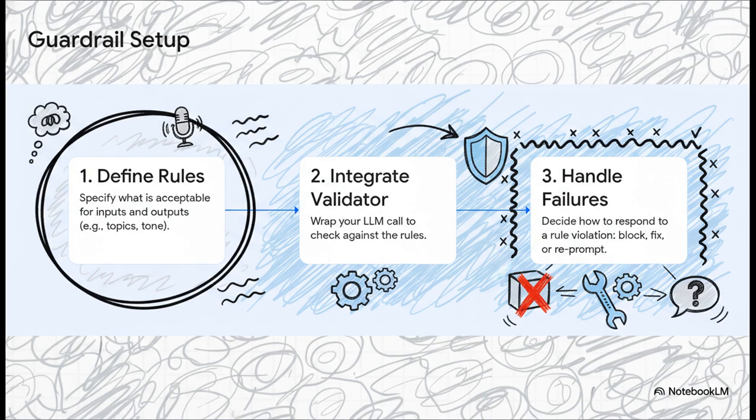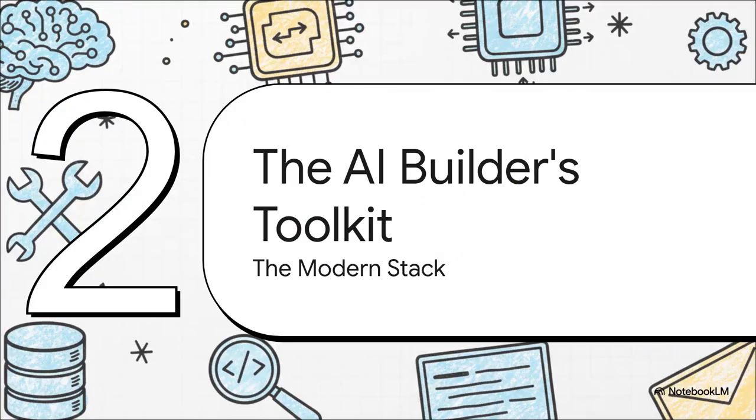And the good news is, putting them in place is a pretty straightforward 3-step process. First, you just define your rules. What topics are okay, what tone should it use? Simple stuff. Second, you integrate a validator, basically a little gatekeeper that checks every input and output against your rules. And third, you decide what happens when a rule is broken. Do you just block the response, try to fix it, or maybe just ask the user to try again? You're in control.